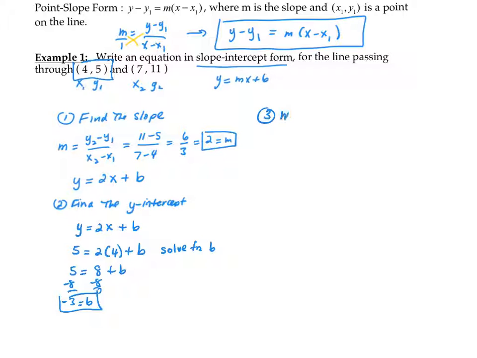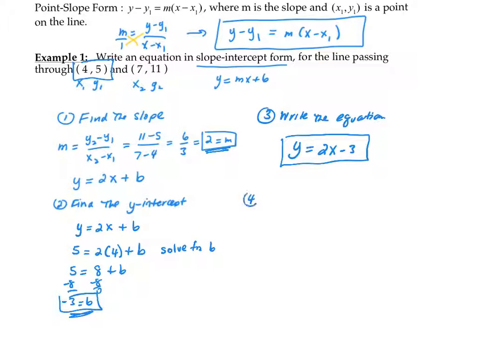Your third step is to write the whole equation. In other words, you want to take your slope and plug it in, take your y-intercept and plug it in, and write your final equation. So it'll be y is equal to 2x minus 3. Now, technically we're done. We've written the equation of the line, but you should always take the fourth step and check your equation.